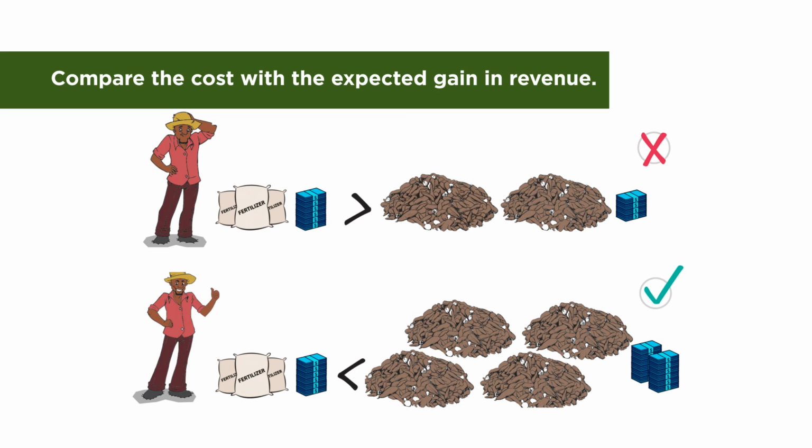If costs are larger than the expected gain in revenue, then the fertilizer investment is not profitable. This can happen if the price of fertilizer is high, if the sales price of your cassava roots is low, or if the expected increase in yield is small. It's important to do the calculations upfront before you decide to invest in fertilizer.